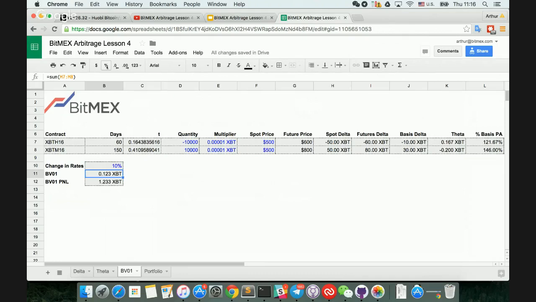We move interest rates up by 10%, we'll make 1.233 Bitcoin. On the other side, if interest rates go down 10%, we lose. So even though you've sold, you have a negative carry, a theta is negative. Here, I'll show that more clearly.